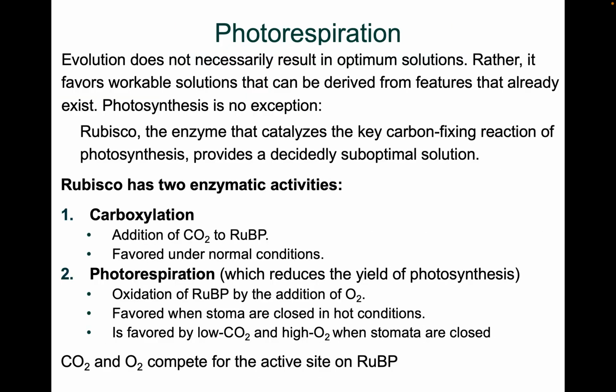Rubisco is a very brilliant enzyme, but it's not optimal, meaning that depending on the current climate, the Rubisco will work in two different ways. So if the plant is having a lot of carbon dioxide, it's going to do this carboxylation, so the carbon cycle. But in cases where there's not a lot of carbon dioxide and there's a lot of oxygen, it's going to favor something called photorespiration.